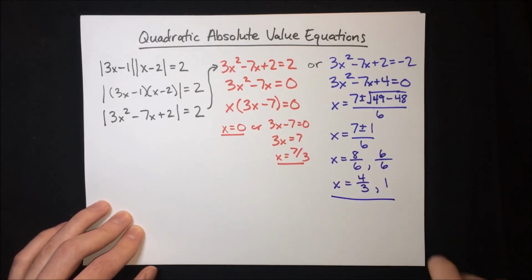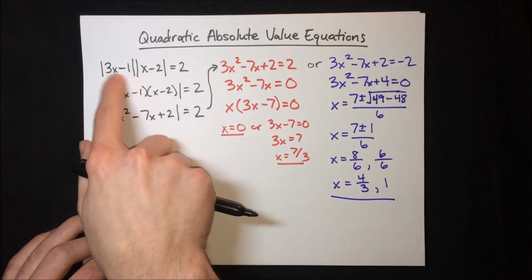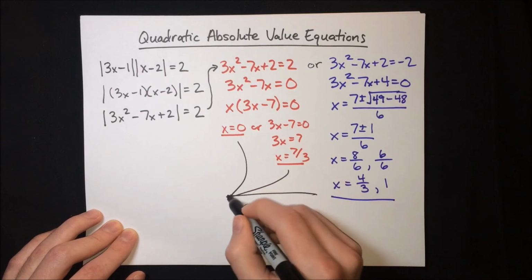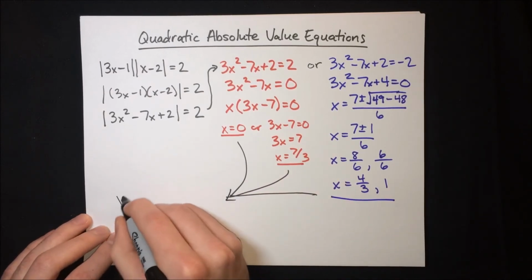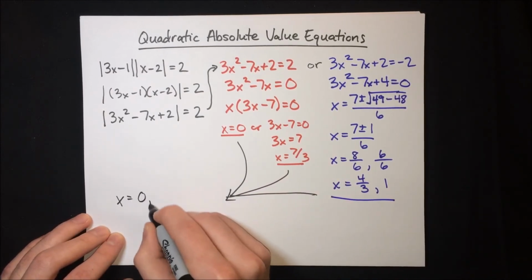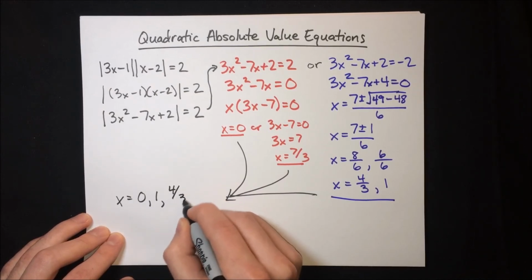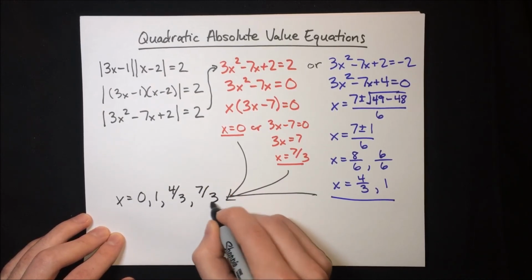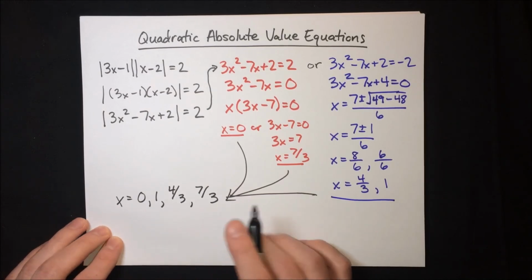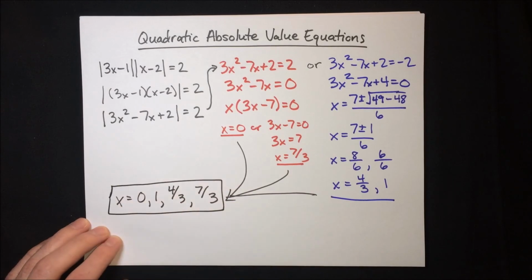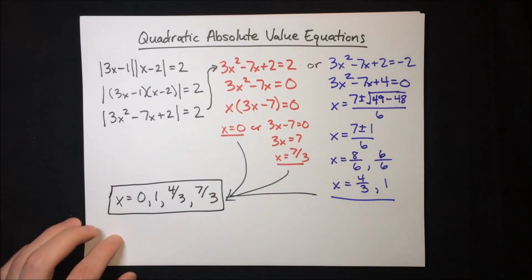And to get the full solution to our original equation here, we have to combine all the solutions that we got by splitting it up. So x equals 0, 1, 4/3, 7/3, just writing them in order of increasing numbers. And that's it, we've got our solution.